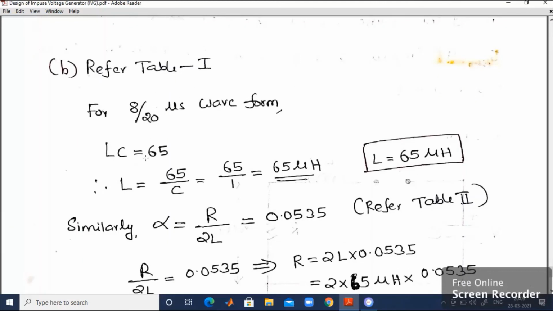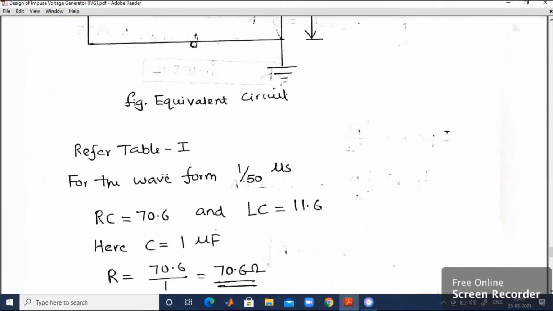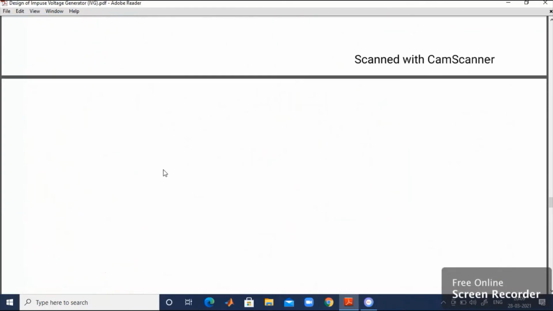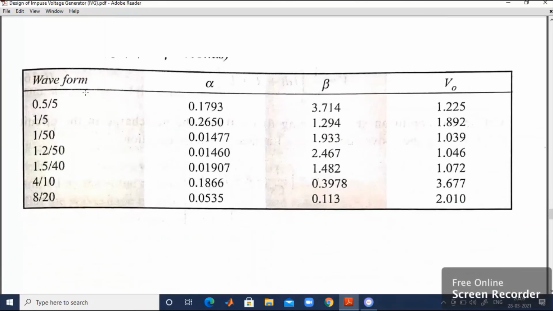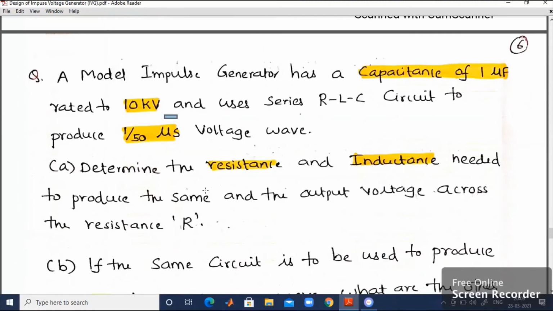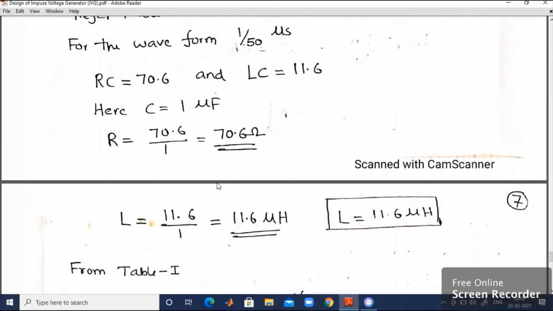Now let us recall table 1. For 8/20 microsecond, you have to note down LC, then alpha, etc. So let us go back to table 1 and refer to 8/20 microsecond. Table 1 and table 2 both are required. For 8/20 microsecond in table 1, the LC value is equal to how much? 65. RC combination is equal to 6.955. I need this LC value, 65. Let us look at table 2. For 8/20 microsecond, the alpha is equal to 0.0535. Please remember this value. Now let us write the same thing over here.